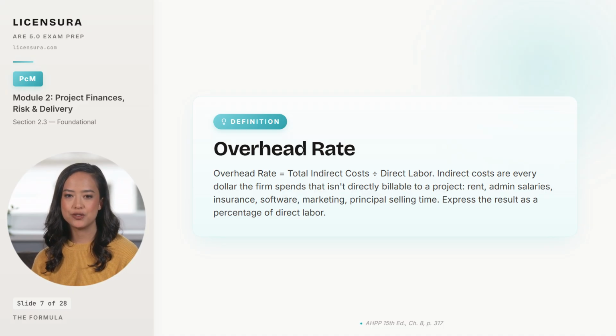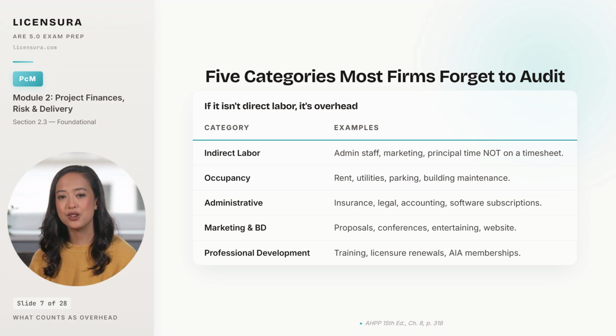A rate of 150% means that for every dollar of project labor cost, the firm is also carrying $1.50 of indirect cost. The trap is in what people don't count as overhead, and what most firms miss until the audit. 5 buckets cover most firm overhead, and most firms underestimate at least one of them.